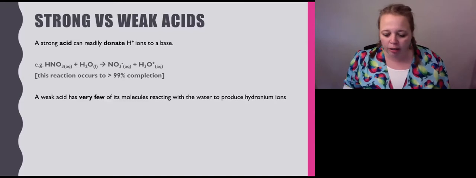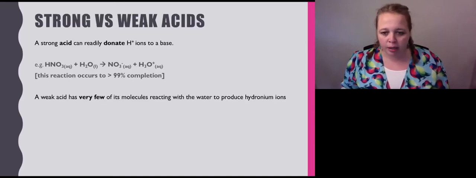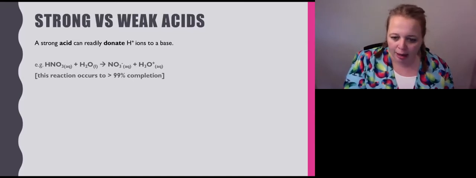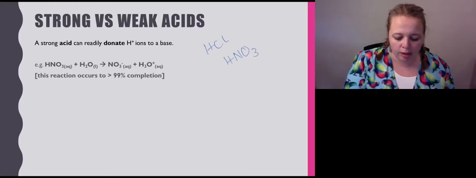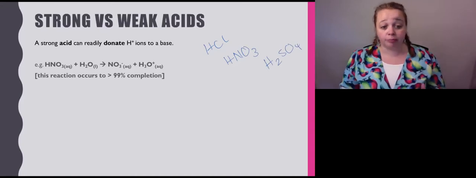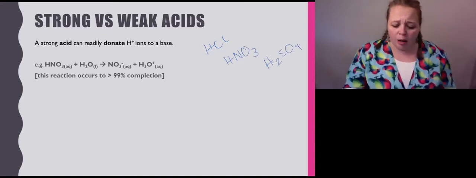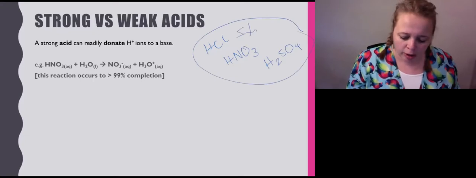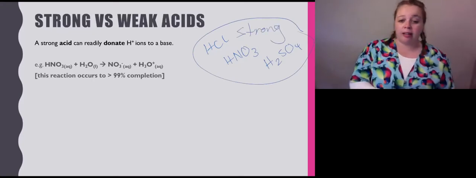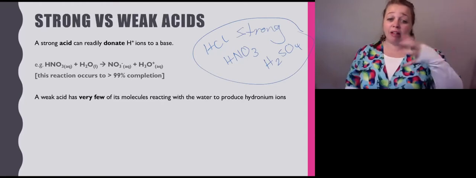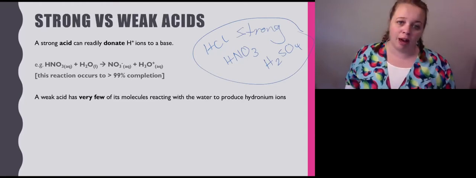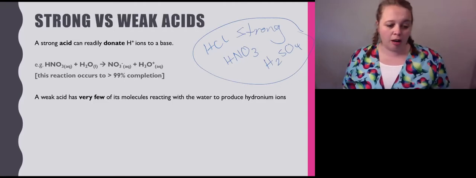The most common strong acids that we deal with are HCl, HNO3, and H2SO4, sulfuric acid. Those three acids are what we consider strong acids because they readily donate their H+ ions. A weak acid, though, is where very few of its molecules give up their hydrogen ions.